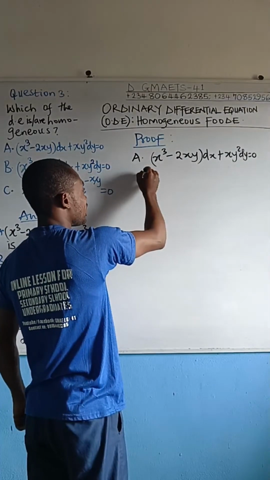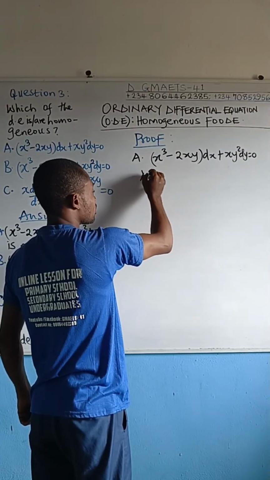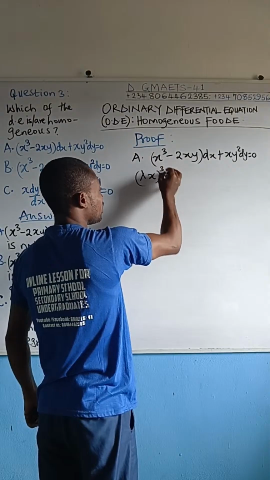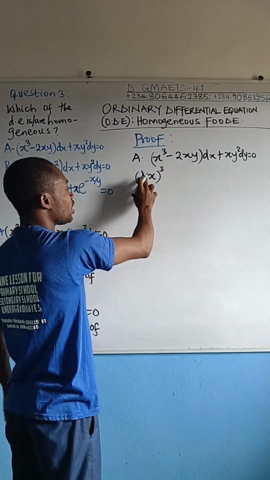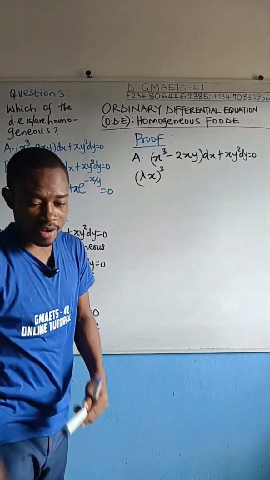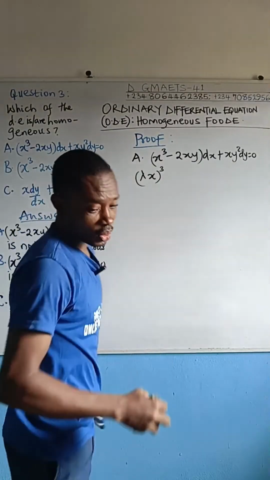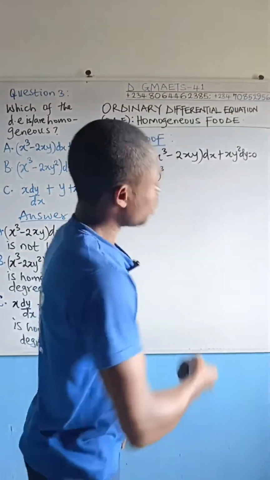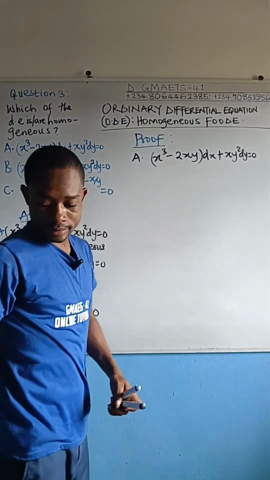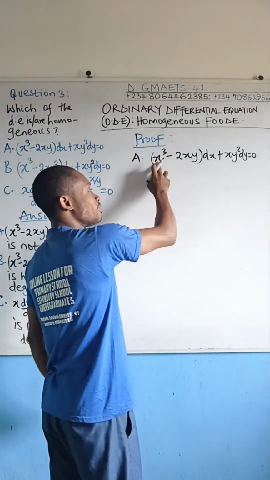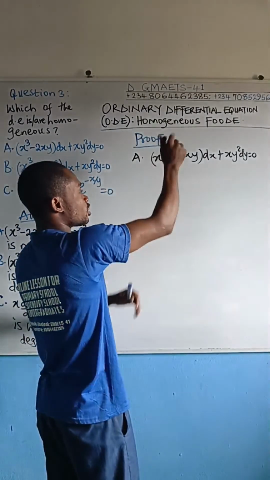So we'll come here, lambda times x, raised to the power of 3. This is a waste of time. I could have just simply done lambda cube x cube. We don't have time. This is meant to be a 1-hour class, I guess. So let's just go straight. No time.